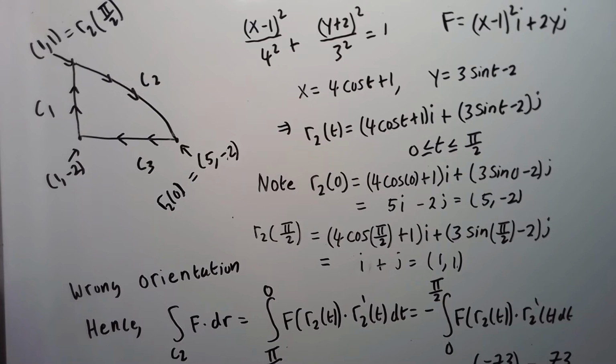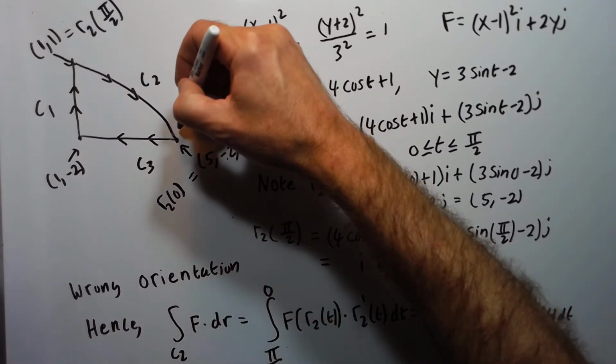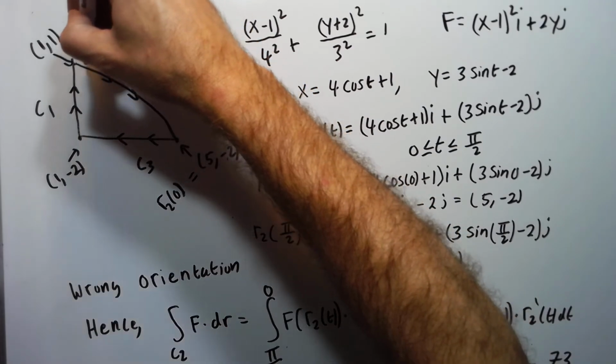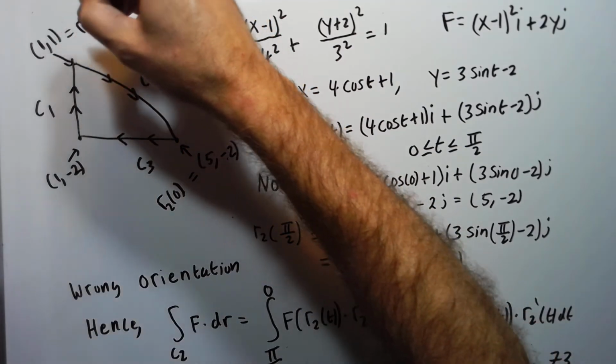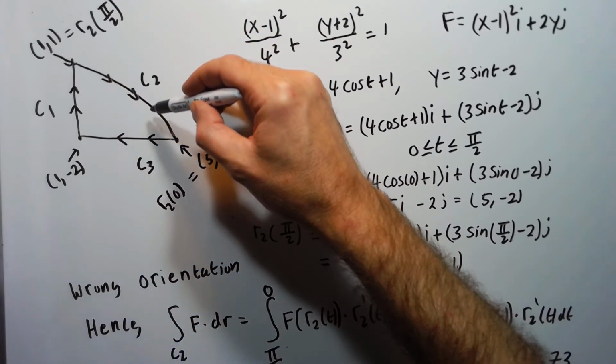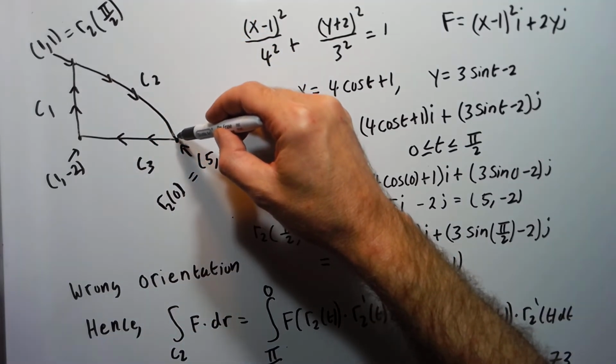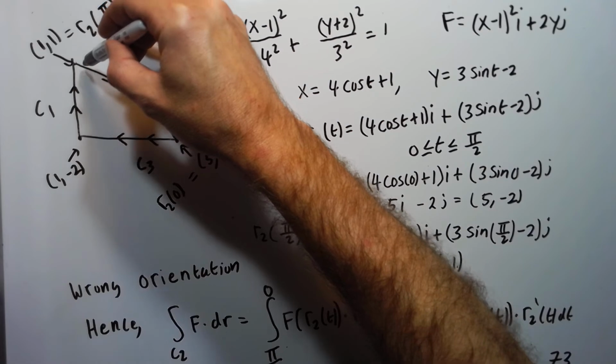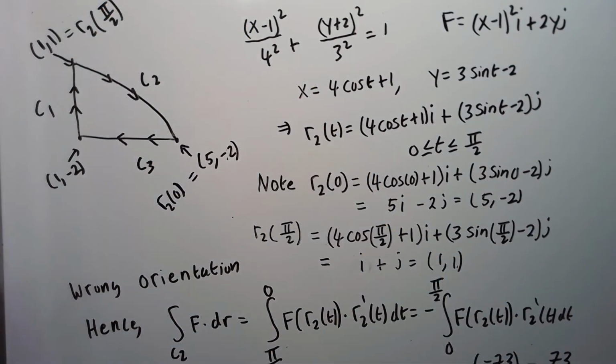So if you notice then, we'd actually have the wrong orientation. If I integrated from 0 to pi over 2, it'd be going along this way, counterclockwise. But I wanted C2 to go clockwise from (1, 1) to (5, -2). So therefore, we have the orientation backwards. Okay, so to fix that, since we have the wrong orientation here.